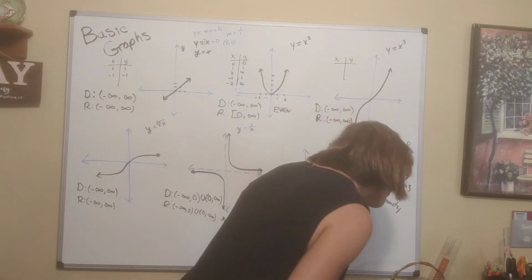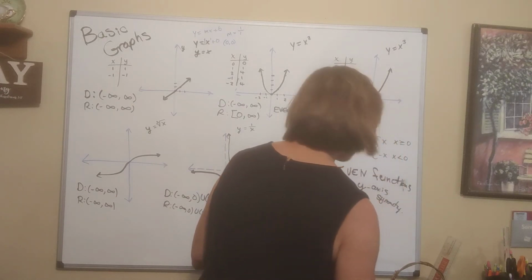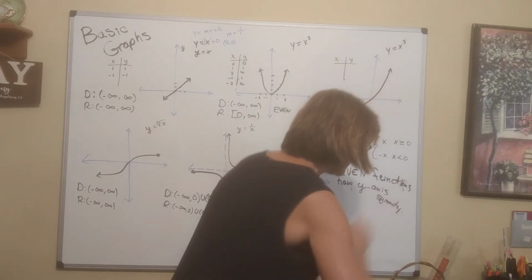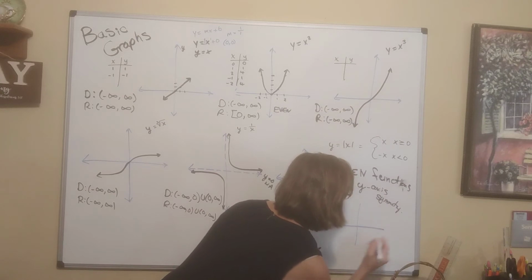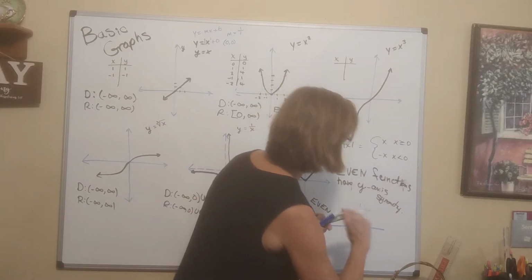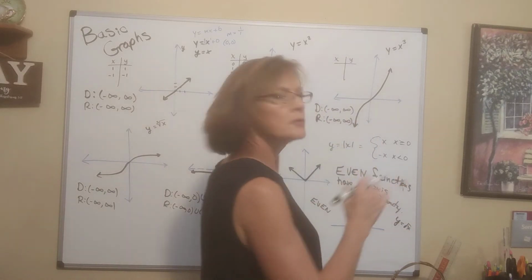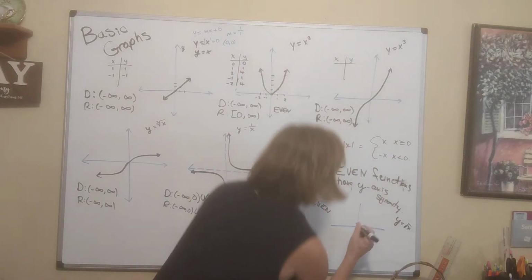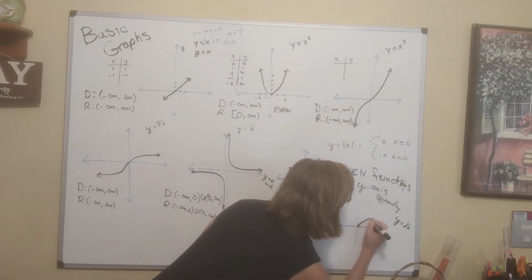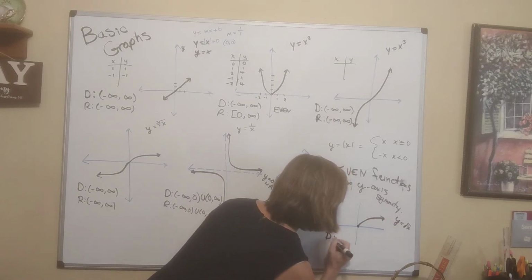Did I miss a graph? Oh, I sure did. Let me catch up here. Here's the other one. y equals square root of x. I thought I was missing one. All right, so y equals the square root of x. It looks like this. Again, you could point plot. The domain is 0 to infinity, and the range is going to be the same, from 0 to infinity.